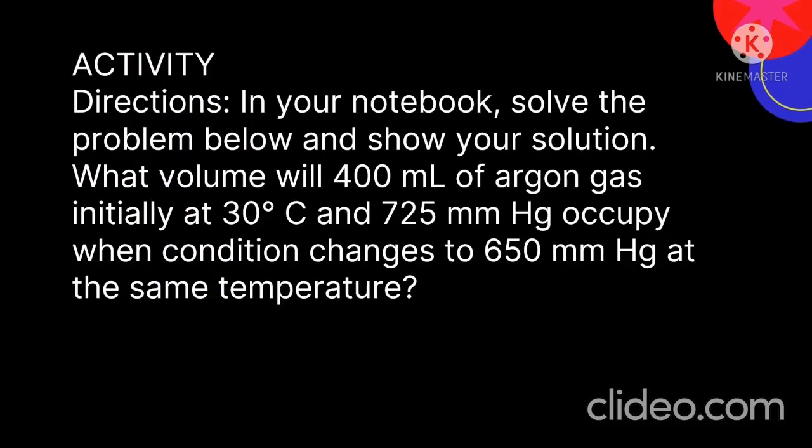Now for your activity, using your notebook, you're going to solve the problem below and show your solution. What volume will 400 mL of argon gas initially at 30 degrees Celsius and 725 millimeters of mercury occupy when condition changes to 650 millimeters of mercury at the same temperature?